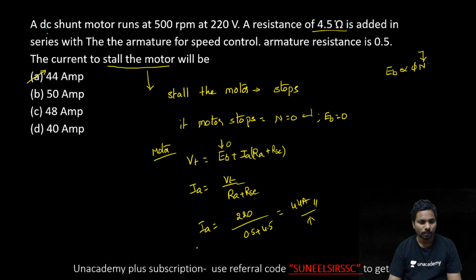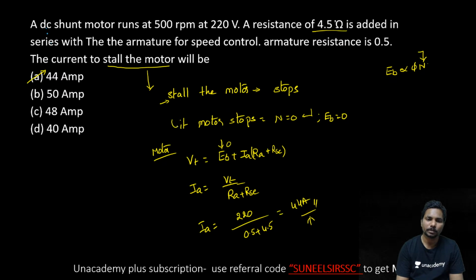Here current to stall the motor is nothing but stop the motor. So whenever the motor stops, speed is 0, that is back EMF is 0. So we are getting the terminal voltage is equal to IA into RA plus RSC. Here IA is equal to VT by RA plus RSC. We got the answer as 44 amps. Very good, Saurabh.